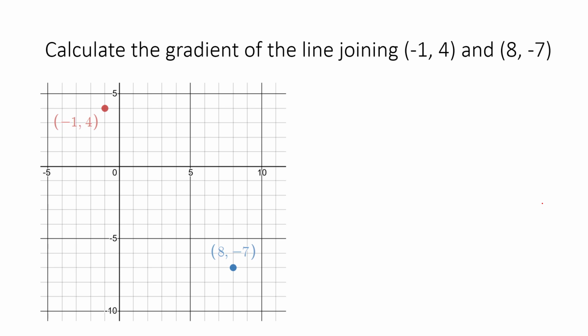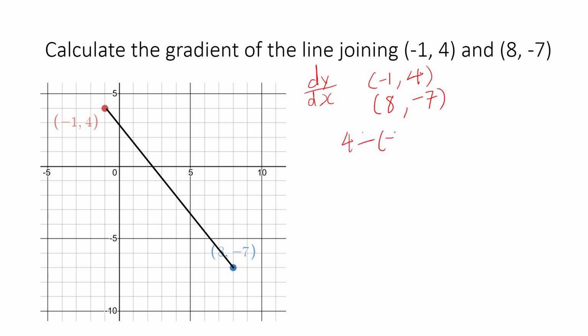Let us take a look at the second example. Calculate the gradient of the line joining (-1, 4) and the point (8, -7). So this is the line that we want to find. For gradient, again, let me just remind you, it is dy over dx, the difference in y divided by the difference in x. So I can easily write down the coordinates, one on top of the other, so that I will know that I take 4 minus -7 and -1 minus 8. Just keep in mind that just because there's a -7 here doesn't mean you don't include the minus, because we want to find the difference. And in the first lesson, you should have learned that the difference is actually 11.